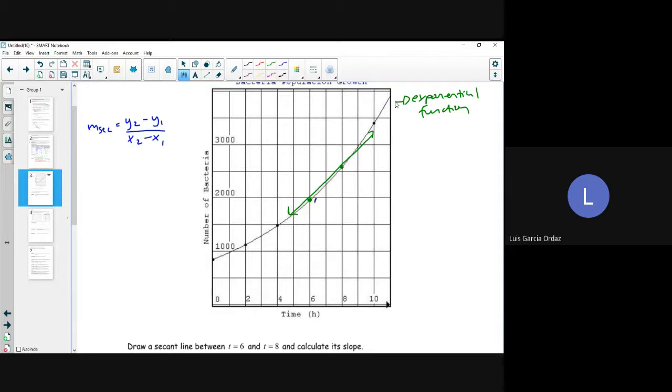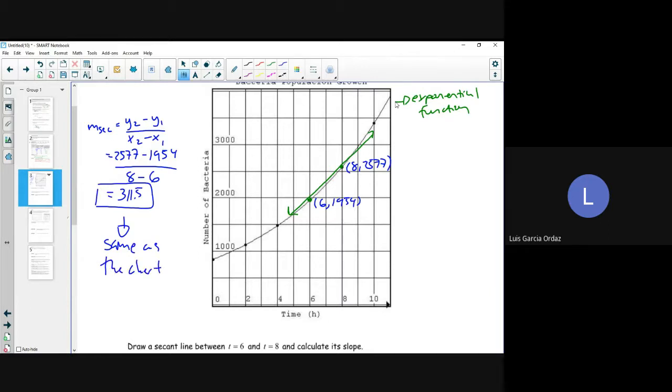So we know this is our point (6, 1954), and this point is (8, 2,577). So our y2 is 2,577, and our y1 is 1954. Our x2 is 8, and our x1 is 6. When we simplify this, we get the slope of the secant to be 311.5, which is what we found using the chart. So this is the same as the chart, except we just used a visual to calculate the slope of the secant in this case.